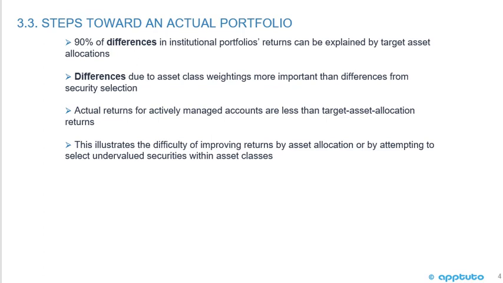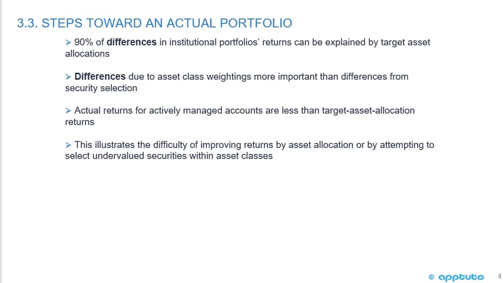Steps toward an actual portfolio. So recall 90% of differences in institutional portfolio returns can be explained by target asset allocation. So that's the importance of the asset allocation. And recall, it's not 90% of the returns, it's 90% of the differences in returns. And it's important that I put the word differences in bold, okay?